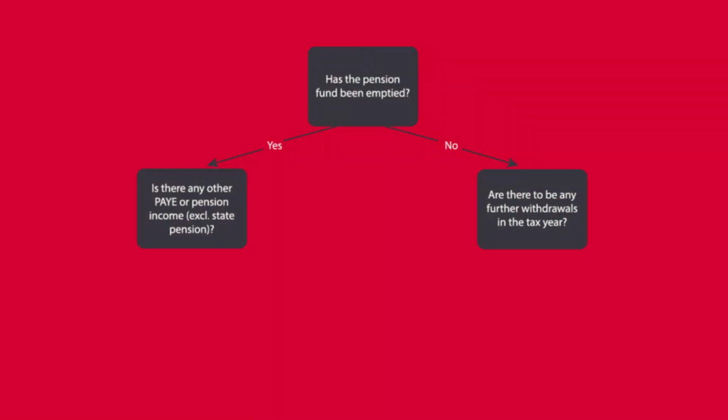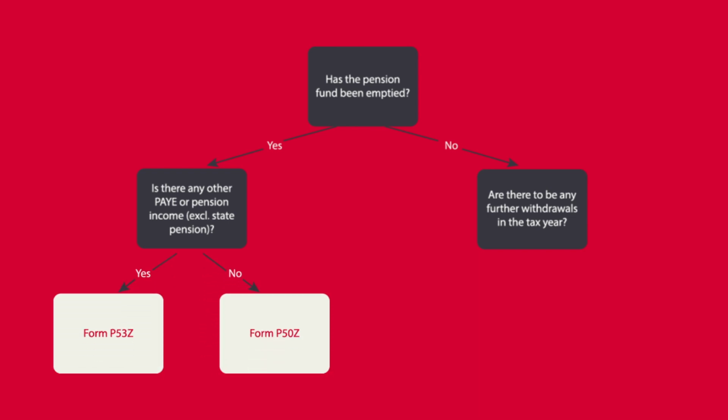If the pension fund has been emptied but the individual has other PAYE income, including from a different pension, then form P53Z is required. Where there is no other such income, it's form P50Z. Where the pension has not been completely emptied but there are no further withdrawals to be made in the tax year, then it's form P55. Once HMRC have received the correctly completed form, they should repay the refund within 30 days.